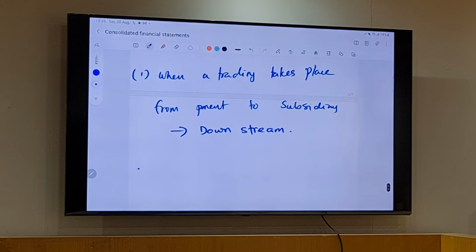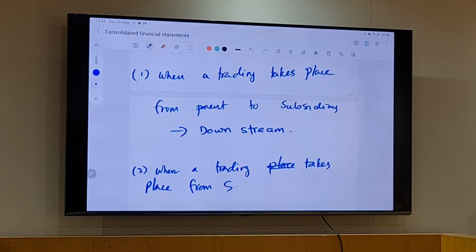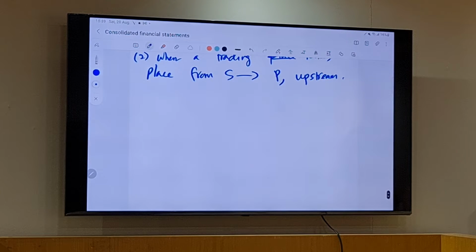So when trading takes place from subsidiary to parent, we call it, what do you think? What is the word? Upstream. Exactly. So it is either a downstream or an upstream. Let's now try to understand downstream.